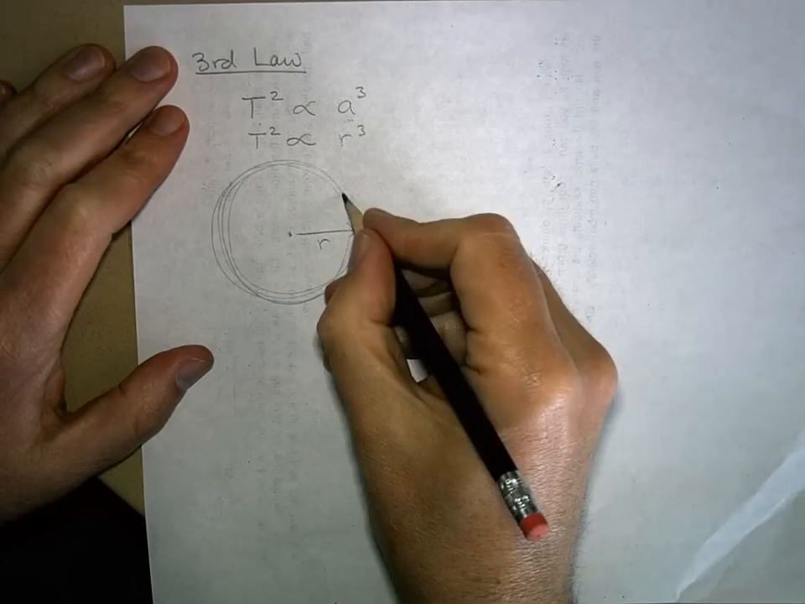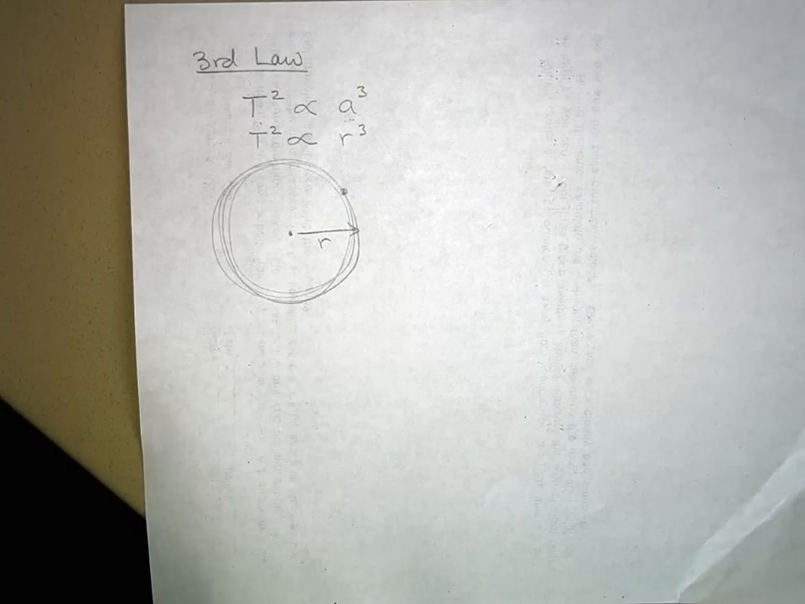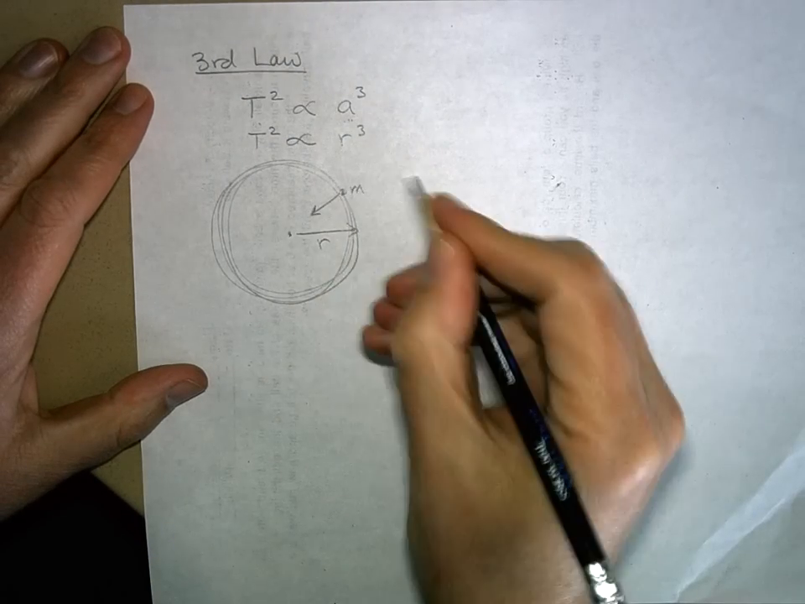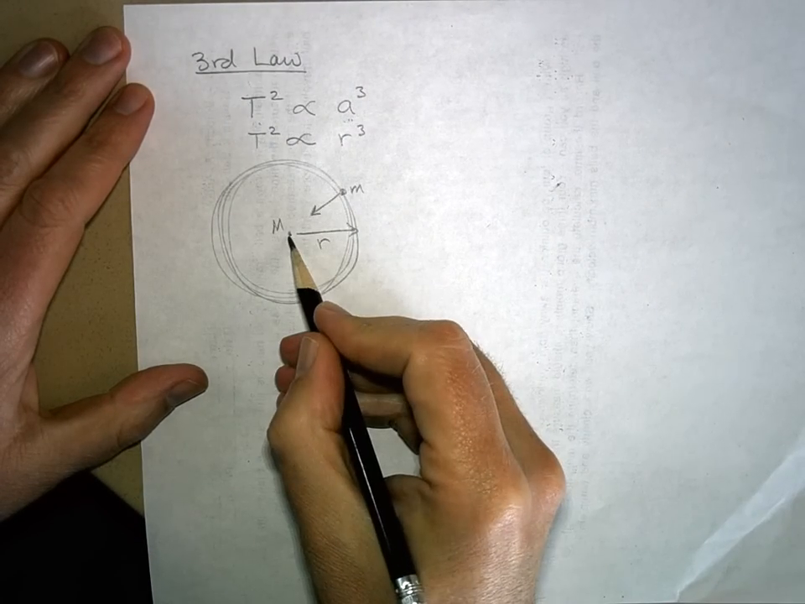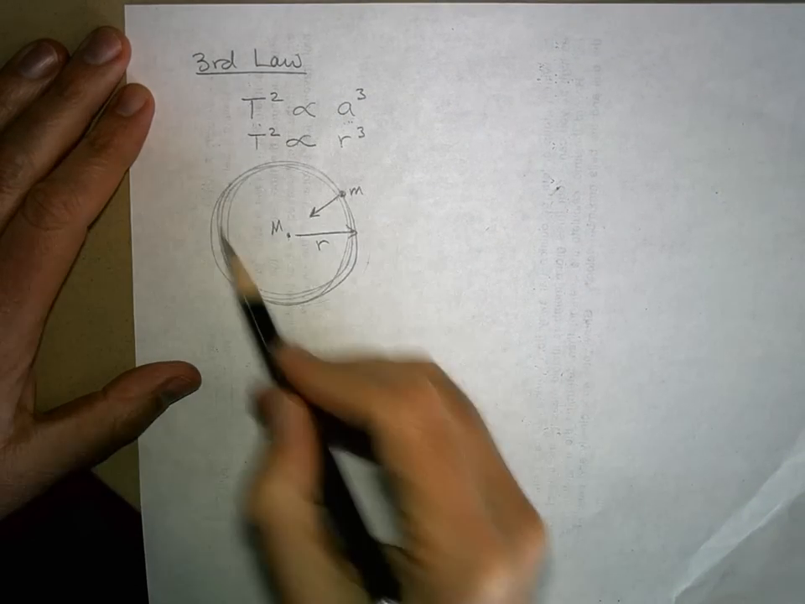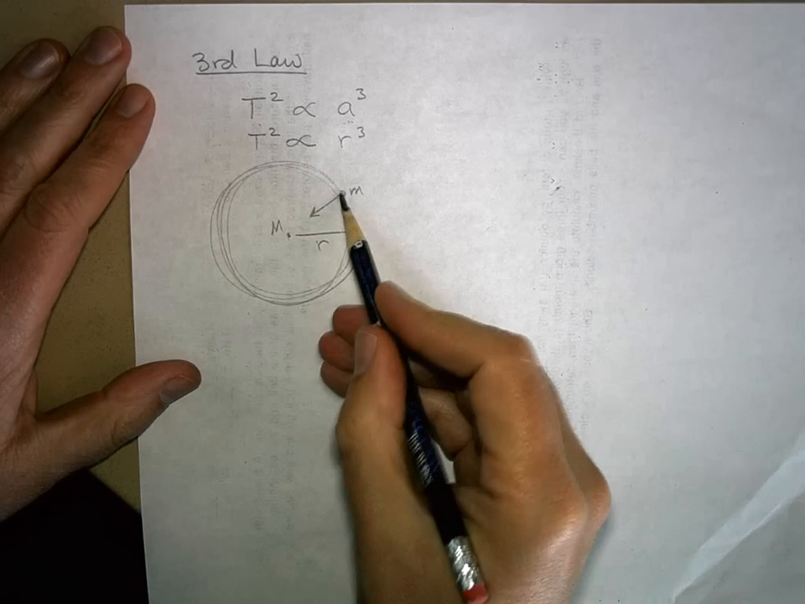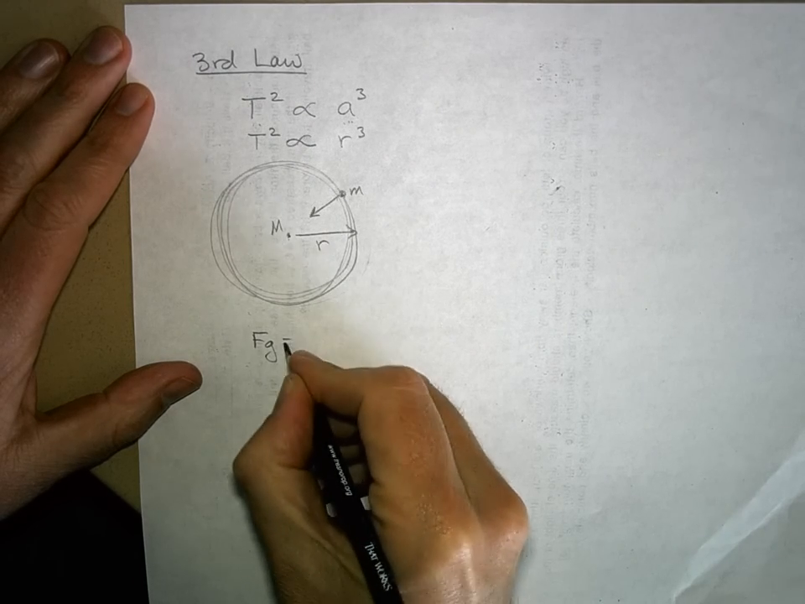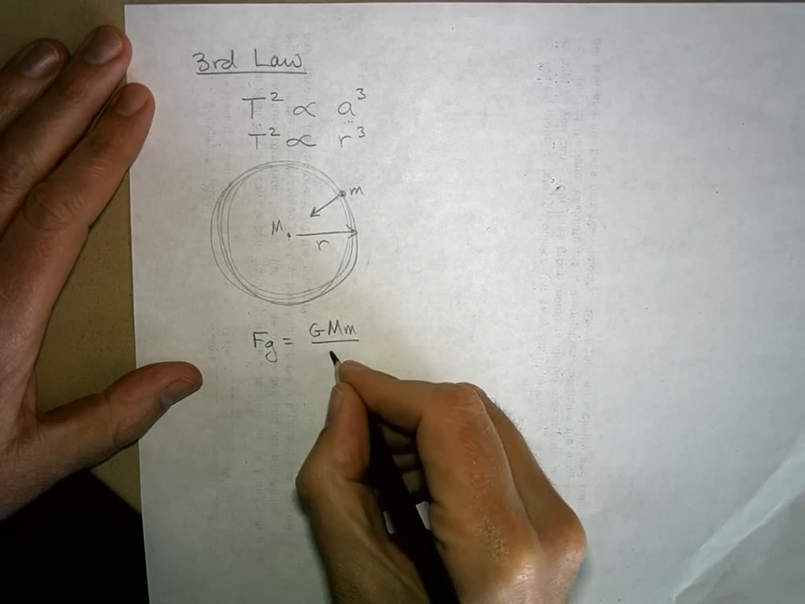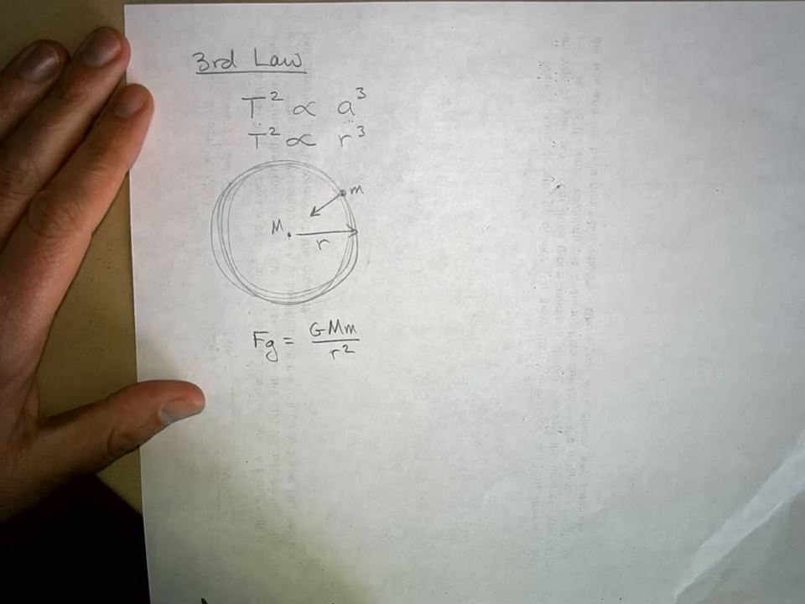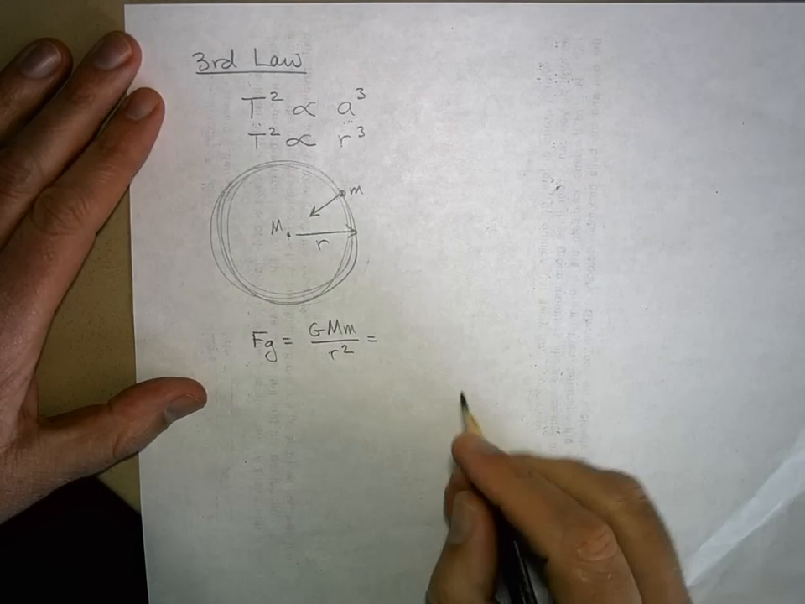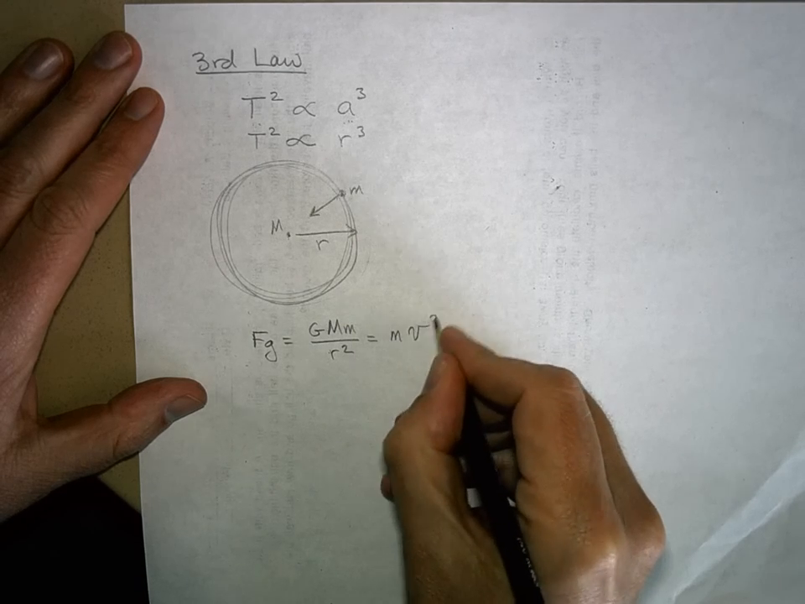Here's my orbit, and I'm going to use an idea that Kepler didn't have, and that's this law of gravity here. So here's my little mass m. Here's my big mass, the mass of the sun. This could be the mass of Mars. And it's moving in a circle, right? So this force of gravity, which we know is G M m over r squared, is going to be equal to a centripetal force, which is m v squared over r.